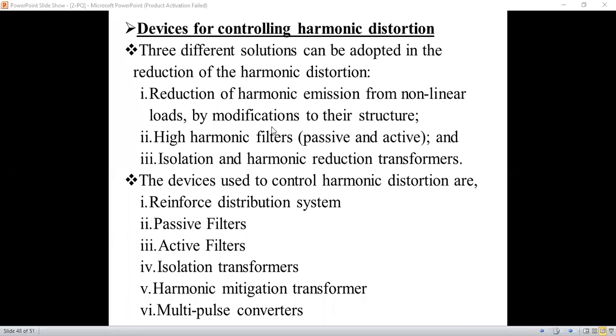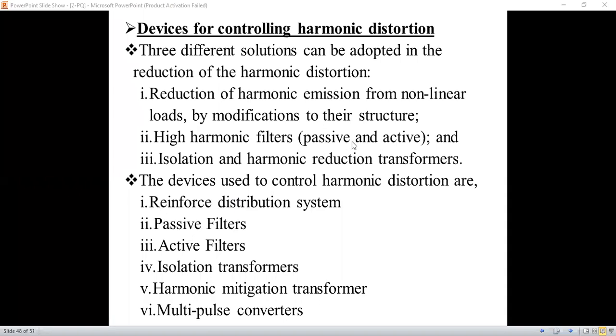Okay, so the devices used to control the harmonic distortions are, as we have told, the modification of their structure, the filters, and isolation or harmonic reduction transformers. How we can do the modifications of structures and so on, we will see. Other than this, there are some different devices. The device called the reinforced distribution system we are going to use. By reinforcing the distribution system, it is also possible to reduce the harmonic distortion.